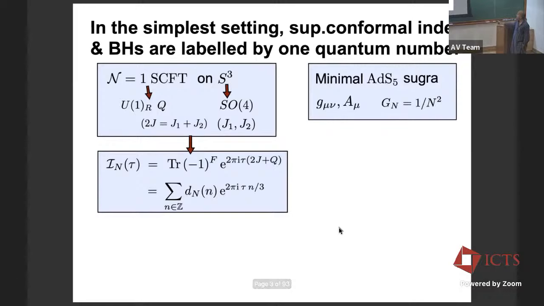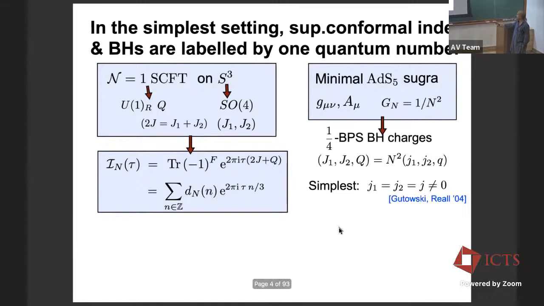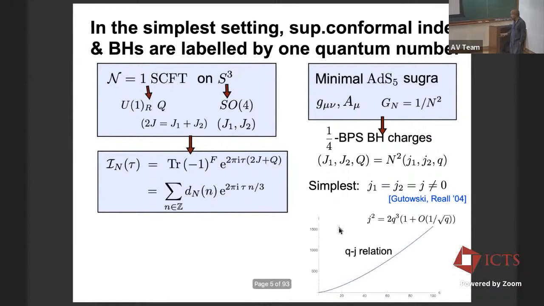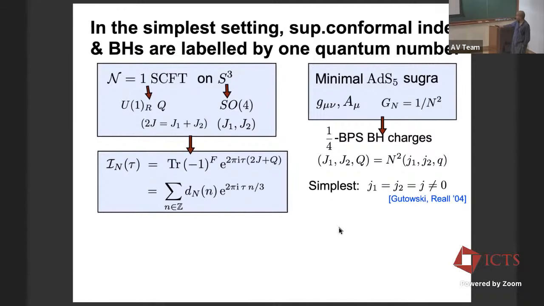On the gravitational side, there was a black hole with these three charges, J1, J2, Q. The simplest situation, which is the analog of tau equal to sigma, is that J1 equals J2, I'll call it J. The correct thing to do is, of course, the chemical potentials omega 1 equals omega 2, but on the gravitational solutions, these two are the same. And here's this Q-J relation that we saw yesterday.